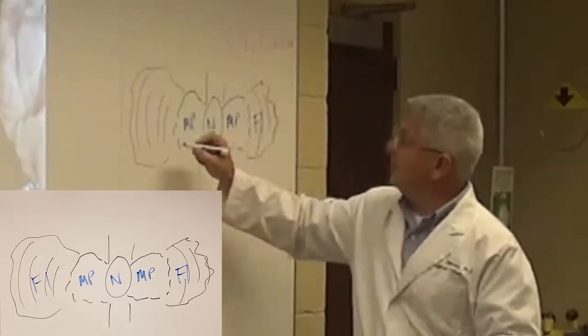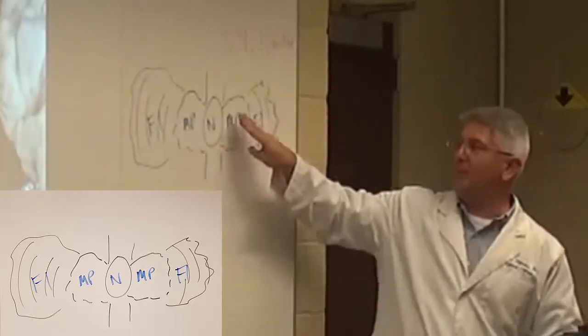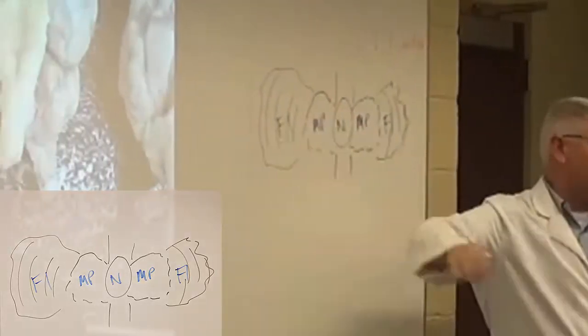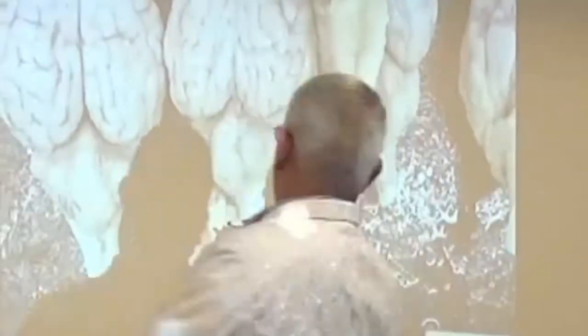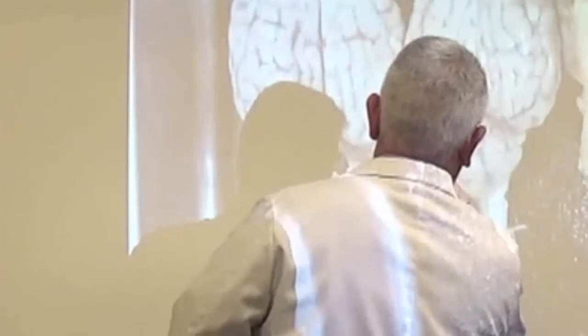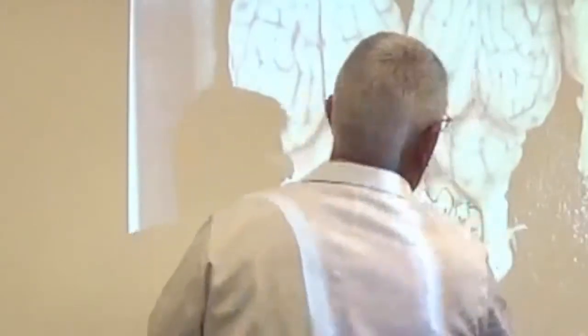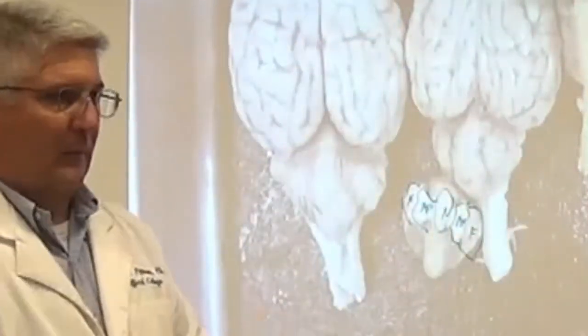And then the flocculus is out here to the side, right? Flocculus, middle peduncle, nodule, middle peduncle, flocculus. And that's what we see here, right? Nodule, middle peduncle, flocculus. Any questions?